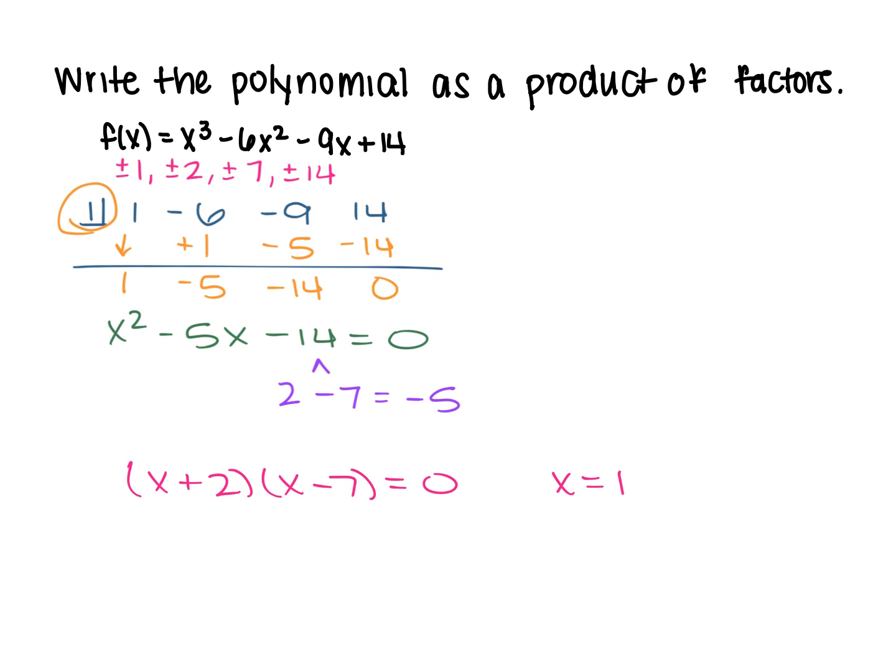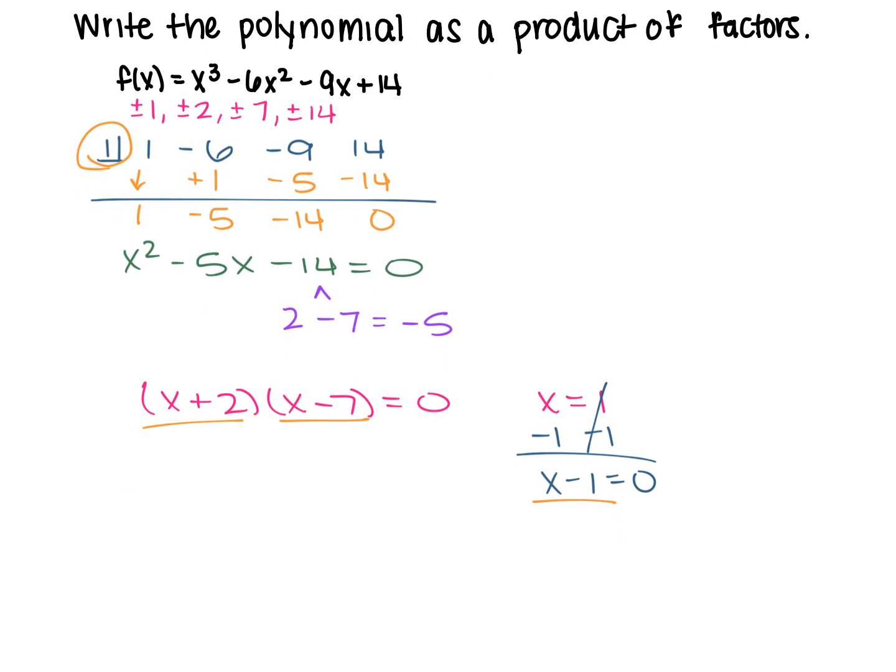So if we move that 1 over, we subtract it from both sides. That gives you x minus 1 is equal to 0. So the 3 binomials that you have are x minus 1, x minus 7, and x plus 2. So write those all together and set it equal to f of x. So f of x is equal to x plus 2 times x minus 7 times x minus 1.